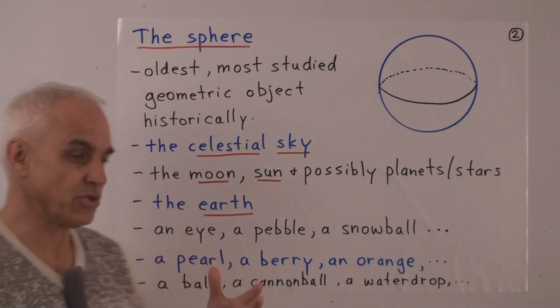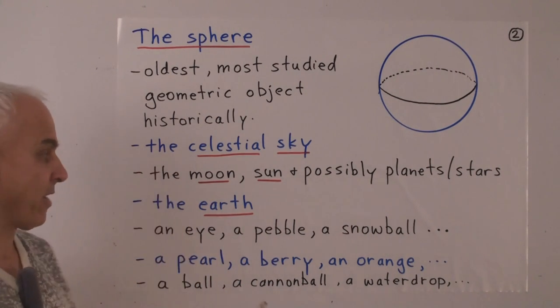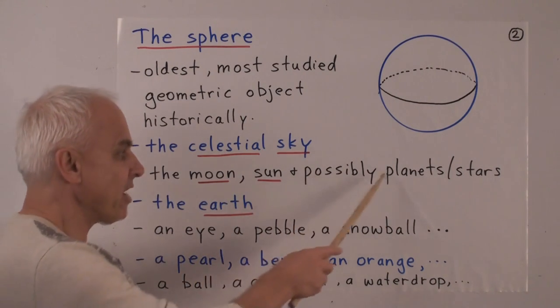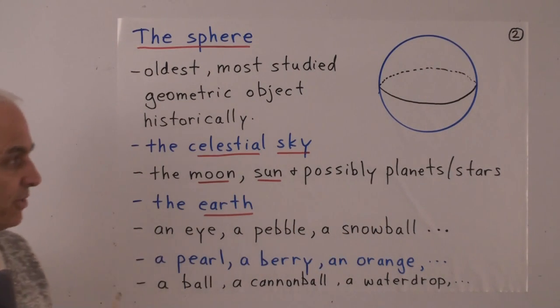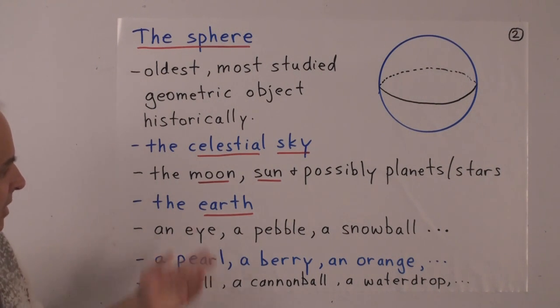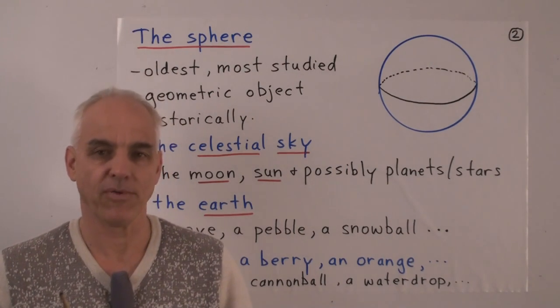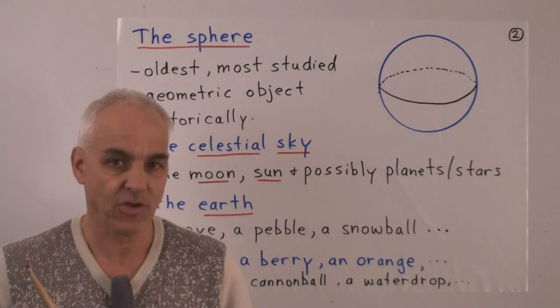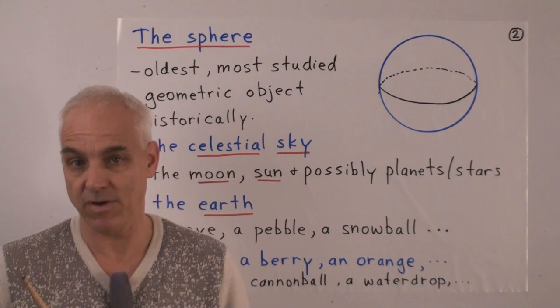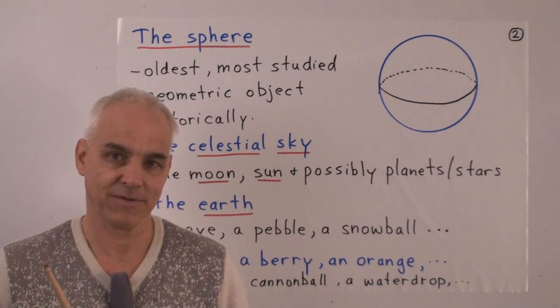Other examples of things which are round are the moon, which certainly appears to be round, the sun, and possibly the other planets and stars, although it's not so clear because you can't see them very well. The earth is round, and at some point ancient peoples suspected this, or maybe were quite convinced about it. Not all ancient peoples thought that the earth was flat.